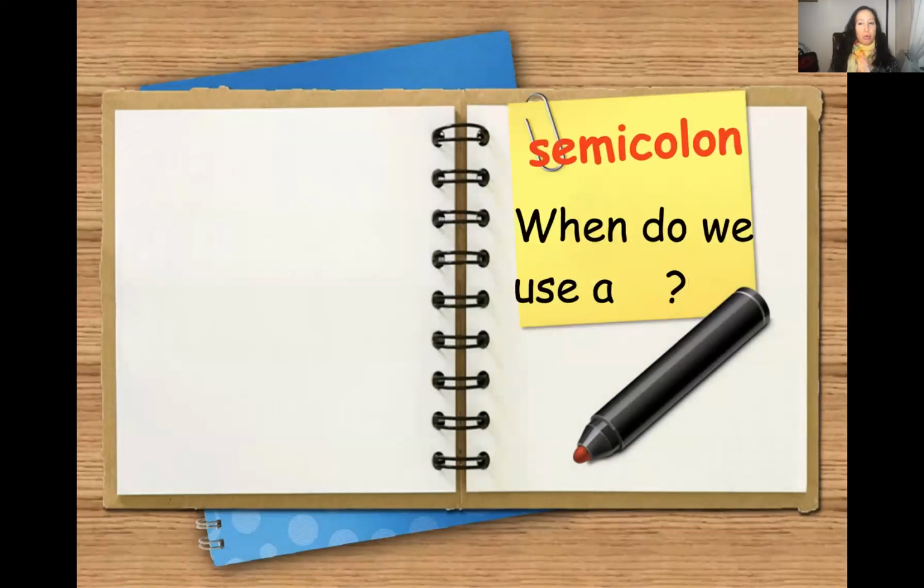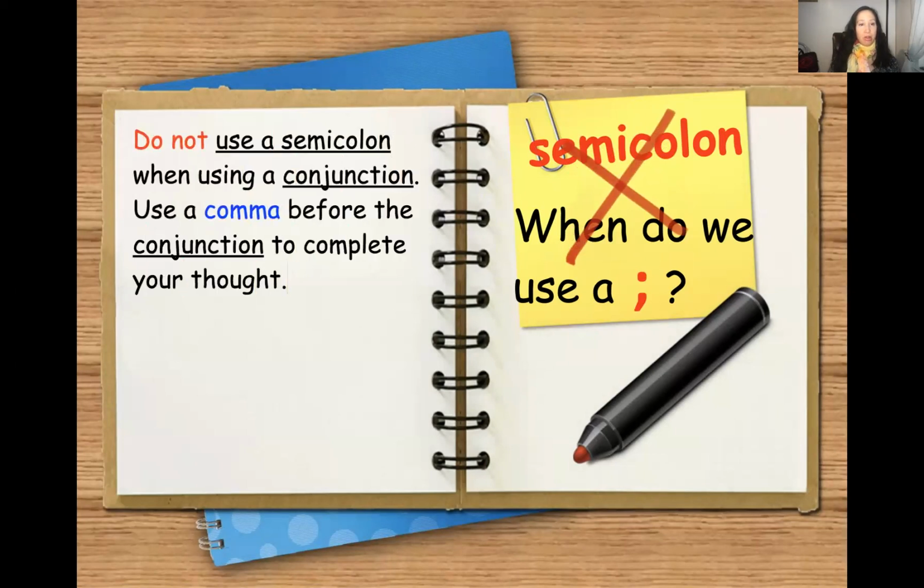Semicolon. When do we use a semicolon? This is one that we don't use a semicolon. These are some examples of how people are using them incorrectly. So we do not use a semicolon when using a conjunction. Use a comma before the conjunction to complete your thought. Now remember, these are just some basic rules. They're not all the rules.